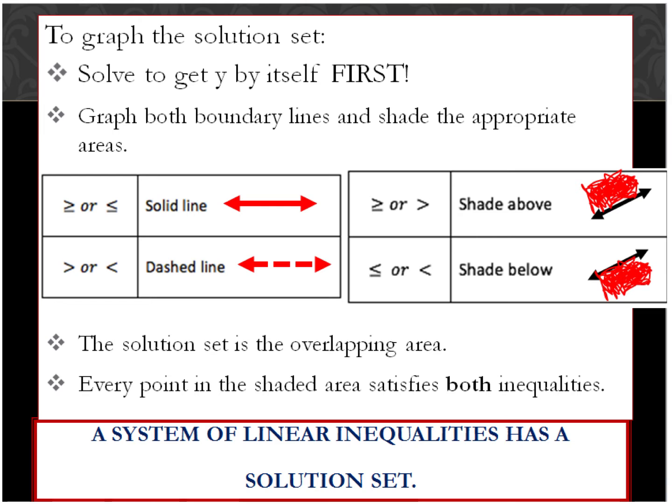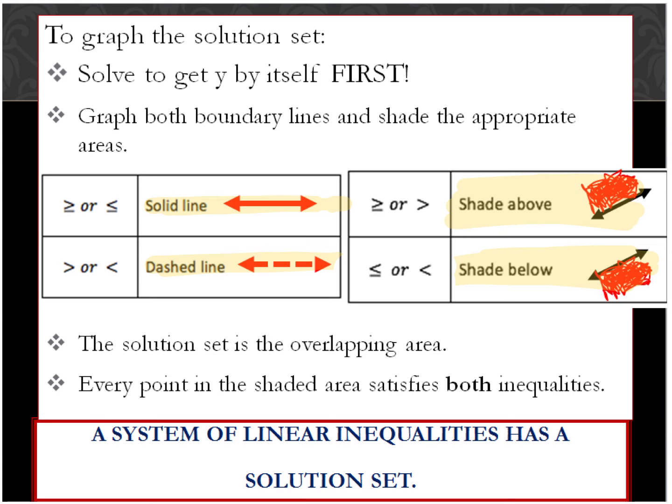Now, if it's a greater than or equal to or less than or equal to, you're going to use a solid line. And if it's greater than or less than, it would be a dashed line. And if you have a greater than or equal to or greater than symbol, you're going to shade above. And if you have a less than or equal to symbol, you would shade below.